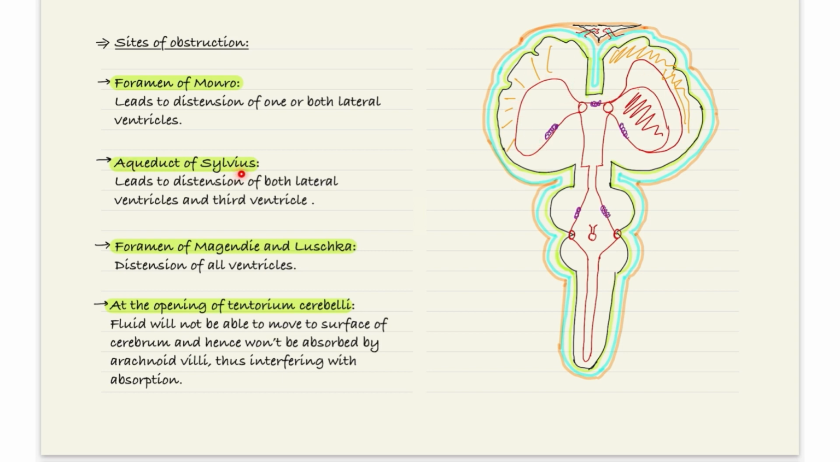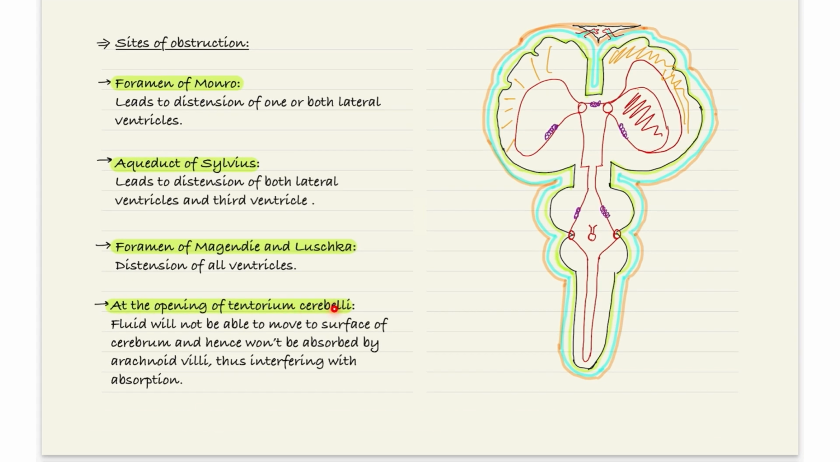Second is the aqueduct of Sylvius. So this is the aqueduct of Sylvius. If there is any obstruction here, it will lead to distension of both the lateral ventricles and the third ventricle. So if there is obstruction here, the CSF will not move from here to here. So the third ventricle and the lateral ventricles both will distend. Foramen of Magendie and Luschka. So if there is any obstruction in these foramina, then this whole system, that is all the ventricles, they will distend.